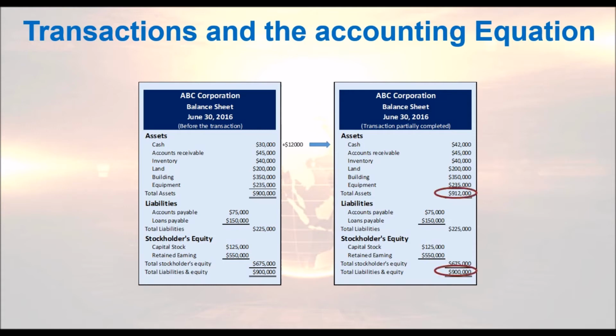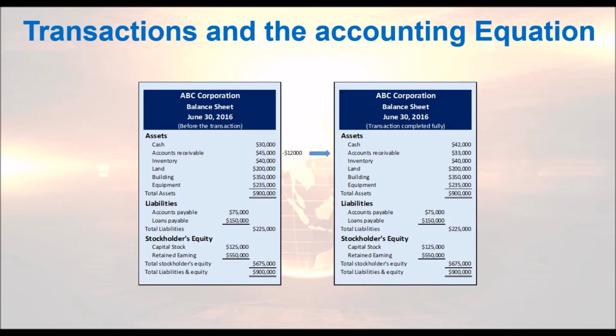But something funny is going on here. The total assets now is 912,000, and total liabilities and owner's equity is 900,000. So the equation is not matching. And the reason why the equation is not matching is because the transaction has only partially completed. There's a second half that needs to go through, and then you'll see that the equation will still hold true.